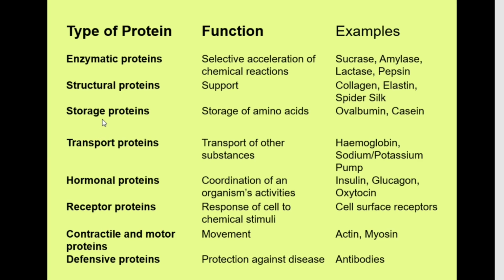The next group we've got here are storage proteins, and storage proteins are really important for developing young, particularly developing embryos. Basically they provide a storage of amino acids and proteins that developing young can use to build their own proteins as they're growing and developing. So two good examples are ovalbumin, which we commonly know as egg white. Egg white, or ovalbumin, is a store of amino acids and protein that the developing young can use to actually build their own proteins.